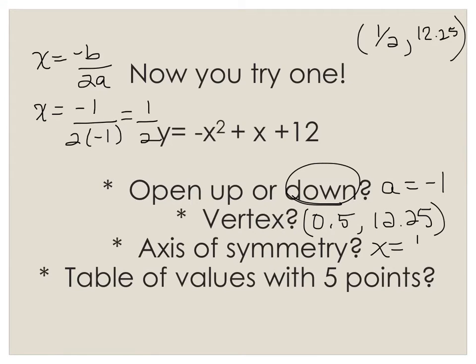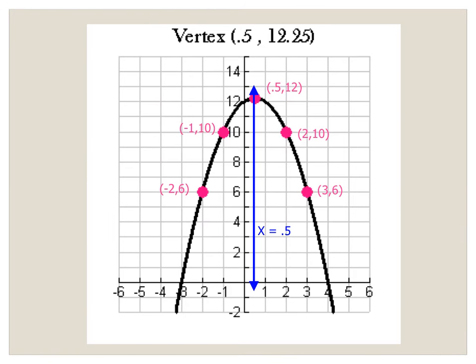X equals 1/2. And to get our table of values, we just choose 2 points to the left, 2 points to the right of our x value from the vertex, substitute those values in, and get our y values. So here is our solution along with the graph.